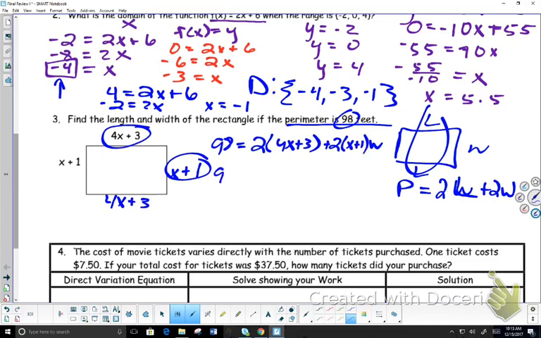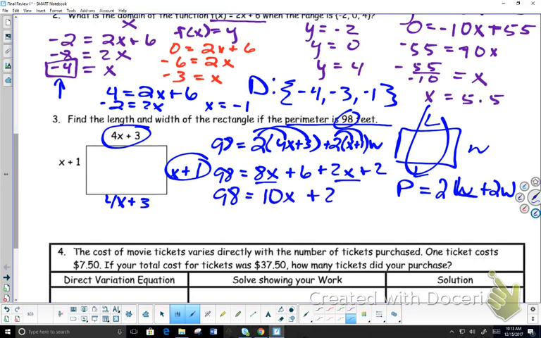So then if I start working this out, I get 2 times 4x is 8x, 2 times 3 is 6, 2 times x is 2x, and 2 times 1 is 2. Now, of course, you probably could have done this another way. As a matter of fact, when we went over it in class, we did it another way. Subtract the 8 gets me to 90 equals 10x, so x actually equals 9.